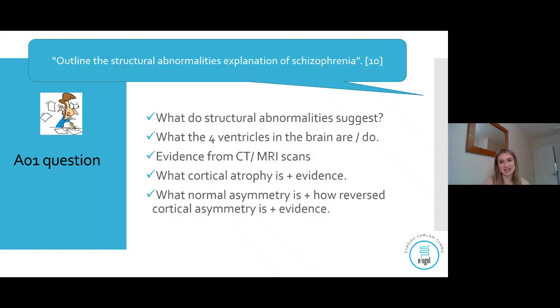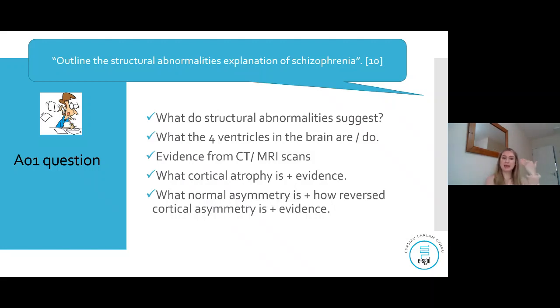reverse cerebral asymmetry. So people with normal functioning brains have cerebral asymmetry, which means that our left hemisphere is larger than our right. And then people with schizophrenia have that reversed. Their left hemisphere is smaller than their right hemisphere. What would that mean? Okay, how would that link to the symptoms or the characteristics of schizophrenia? Well, we know it's alogia because our left hemisphere is to do with language.